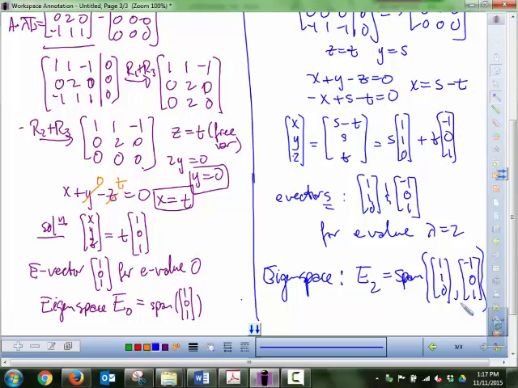Okay, we have the eigenspace figured out. So it all comes back to looking for the null space of that new matrix.